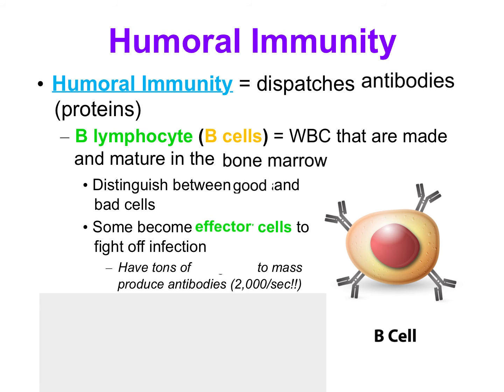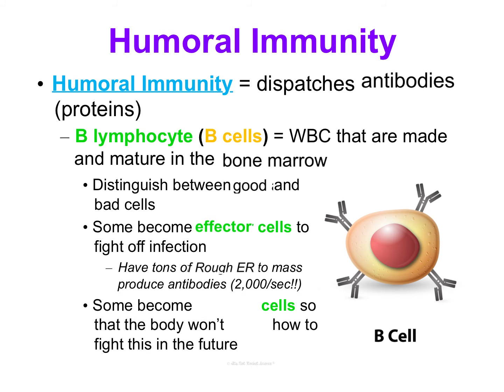So in these effector cells, they're going to have tons and tons of rough ER. And if we remember, rough ER is one of our organelles from biology. And what they do is that they're making proteins. And this means they're going to mass produce antibodies. Antibodies are a type of protein. And they're really mass producing them, at 2,000 per second, which is unimaginable. Some of these B lymphocytes also have memory cells, so that they won't forget how to fight this in the future.